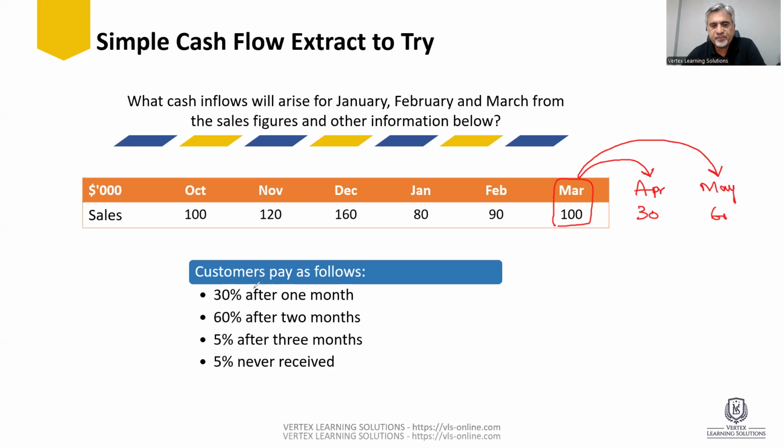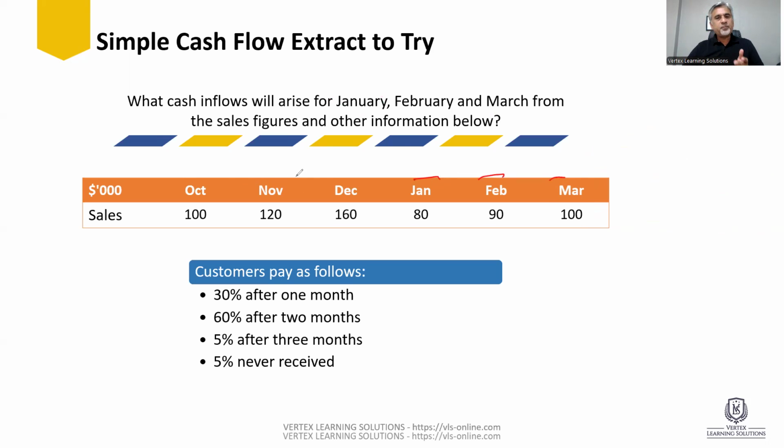And 5% after 3 months, 5% here, which is the month of June, which is 5. And this 5 you will never receive. So the sales which you make in March, you don't receive cash in March. The March sales cash you will receive in April, May, and June: 30, 60, and 5. We are not interested in April, May, and June. We are interested in January, February, and March. So in those months, you will receive the cash from the previous months.